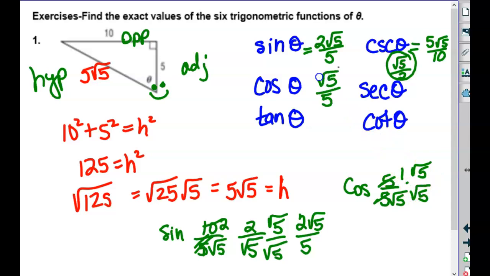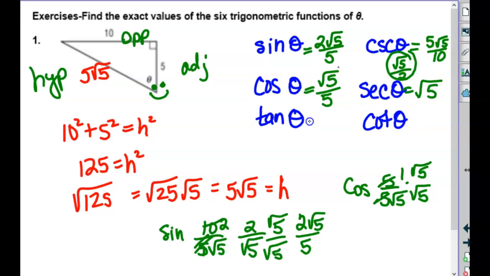Now, this is why I don't want to have to flip it over again. Think about what it started out as. Secant is hypotenuse over adjacent. So it's 5 square roots of 5 over 5, which will just become what? Square root of 5. Everybody good with that?